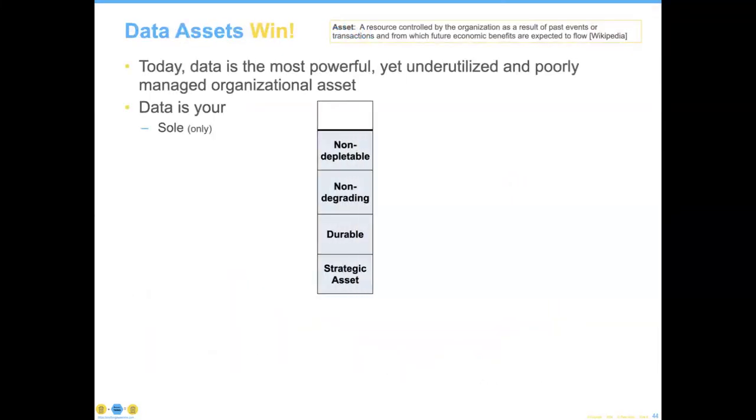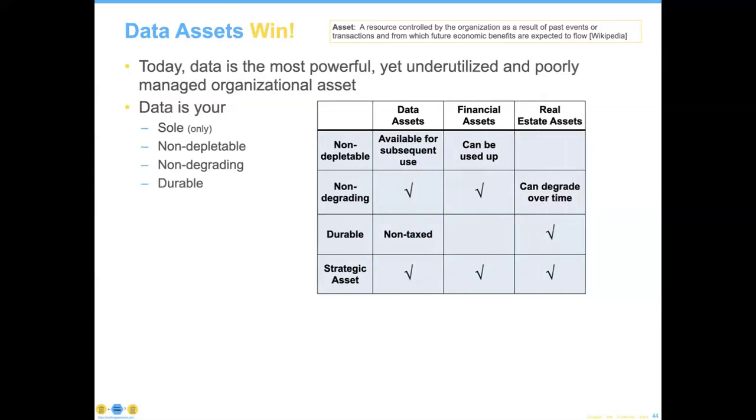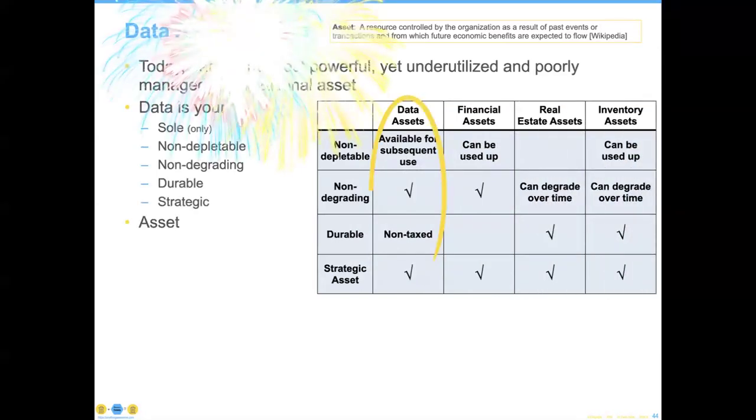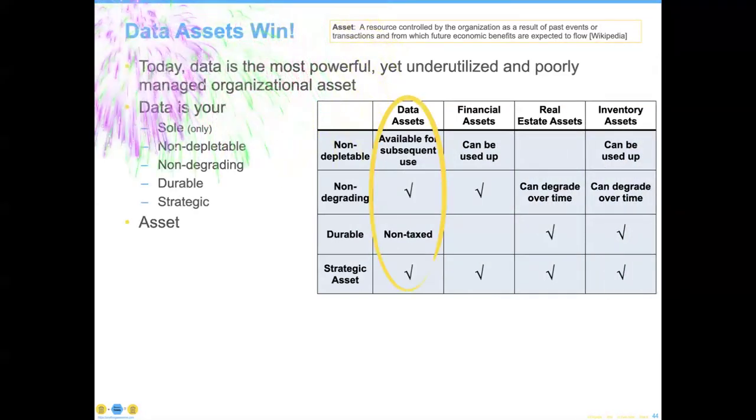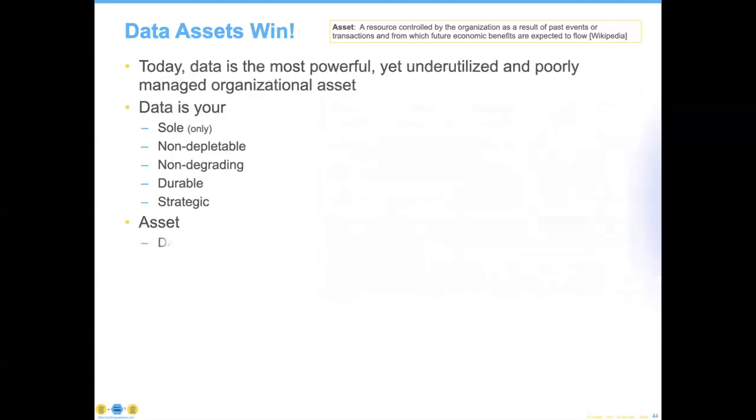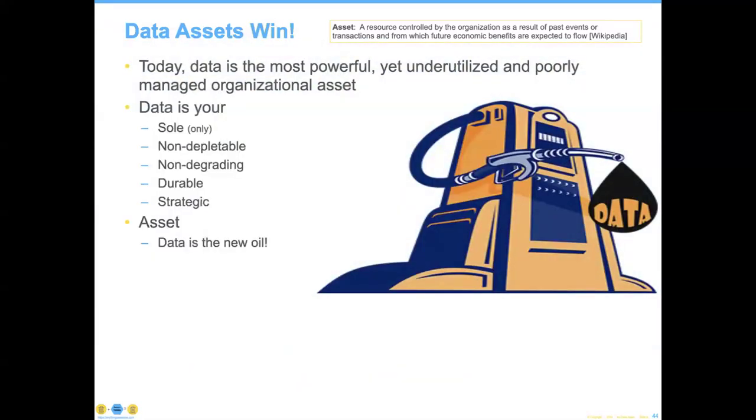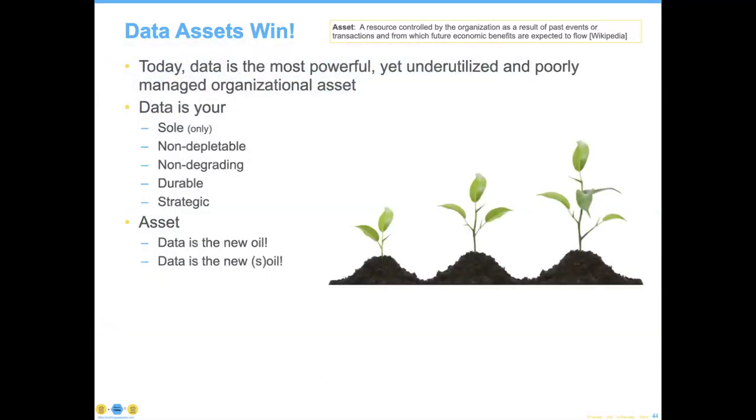Because everybody's getting the picture that data as your sole non-depletable, non-degrading, durable strategic asset beats out the other forms of assets that we have. Again, financial assets can be used up, real estate and inventory can degrade over time. And if we look at it as an asset, it really has some unique characteristics. Many people want to say that data is the new oil. I'm quite opposed to that, because data thought of as oil is a production-only function, and data actually does better on a reuse component.